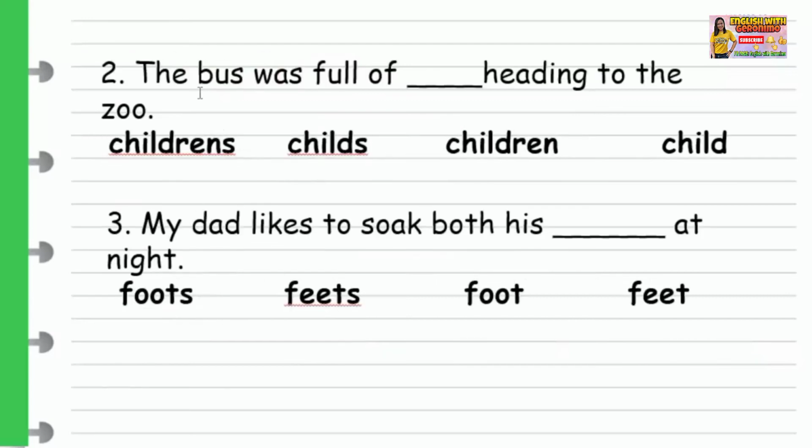Number 2. The bus was full of blank heading to the zoo. Is it children's, child's, children, child? Correct. It's children. Number 3. My dad likes to soak both his blank at night. Is it foots, feet, foot, fit? Very good. It's feet.